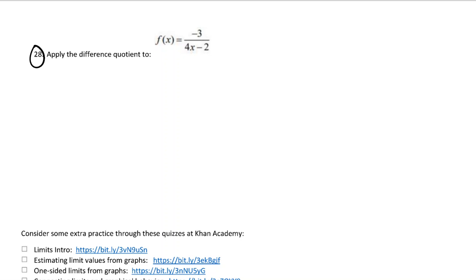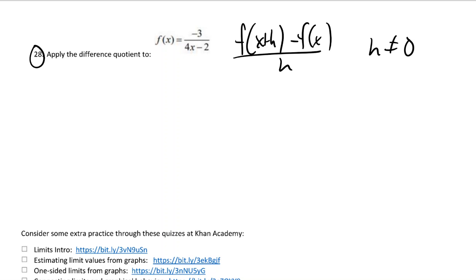Okay, so for all difference quotient questions, you have to know what the difference quotient is. And there's a restriction that h can't be 0 because you can't divide by 0. So that's the formula that we're trying to apply. The first part of the difference quotient tells me to go to the function, and everywhere there is an x, replace it with an x plus h.